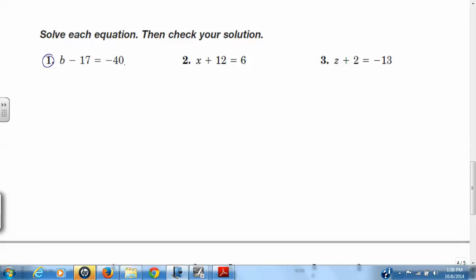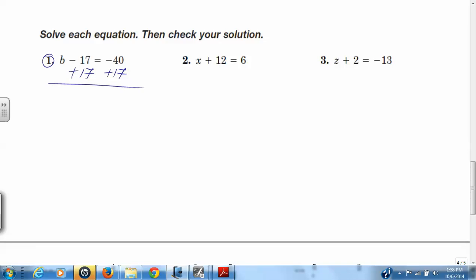b minus 17 equals negative 40. How can I find my b, right? b is missing. Well, because I took away from b 17, I'm going to add 17. I'm going to put the 17 back, right? Imagine b is like a box from which you take 17, I don't know, candies. Well, it may not make sense because it will be negative 40 candies. I don't know, maybe something else.